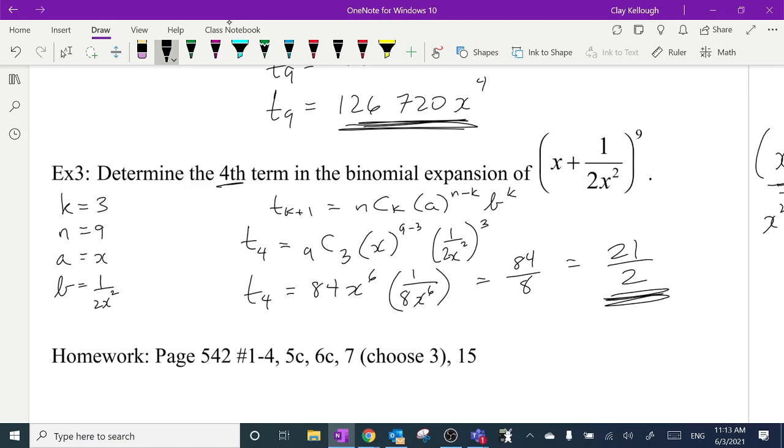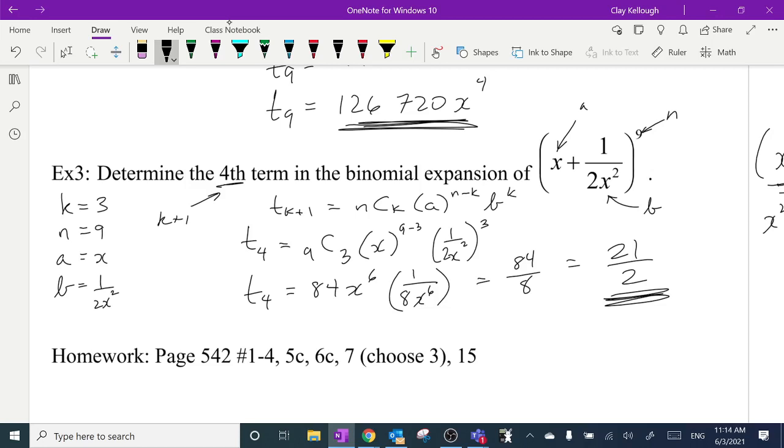Isn't that cool? Somebody in the chat just said, how do we find n? N's right there. N is the exponent. That answer your question? N's the exponent. Right? N, A, B, and K plus 1. So K plus 1 is 4, so K must be 3. And that's it. That's the only 4 pieces of information you need to solve these kinds of questions.